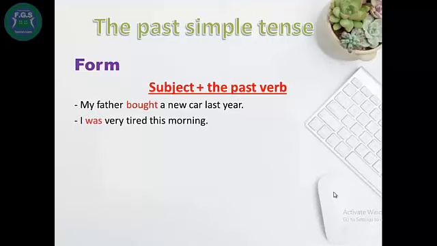I was very tired this morning. I is the subject, was is the past verb. There are two kinds of verbs.